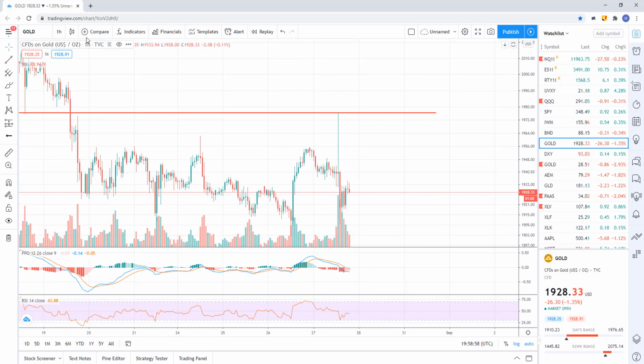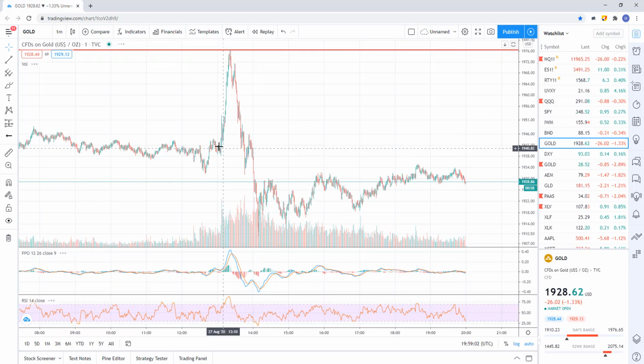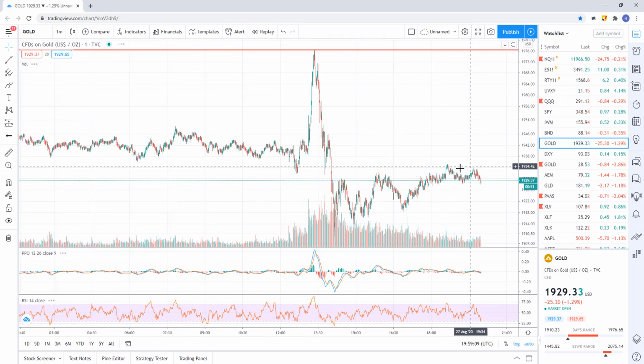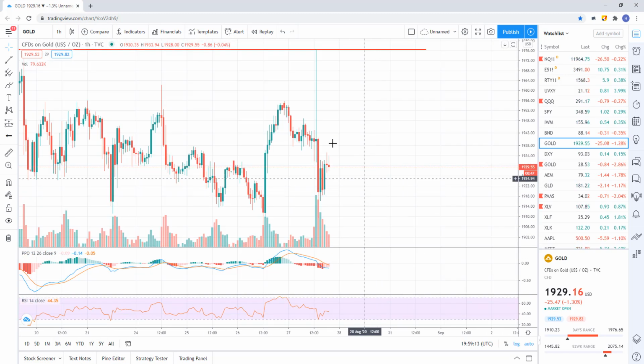And it was basically faded right there. So if I go to the 1 minute, you can see here's the rip higher, and then instantly faded. And we're closing lower, basically. So the close is what's important. And to understand what this candle means, at that moment people were taking a breakout, thinking what the Fed was saying was bullish on gold.